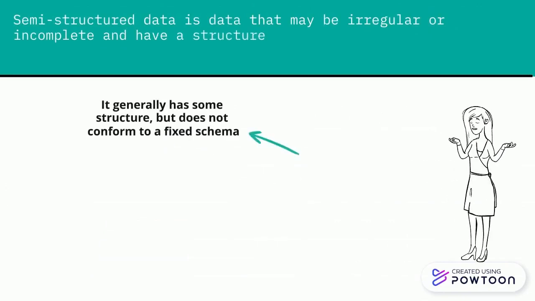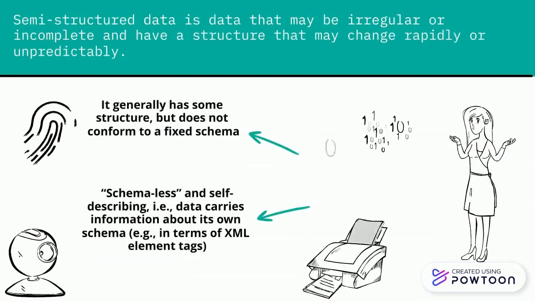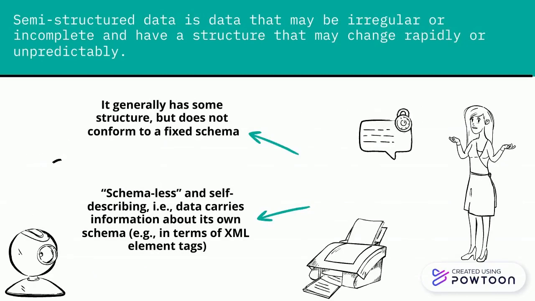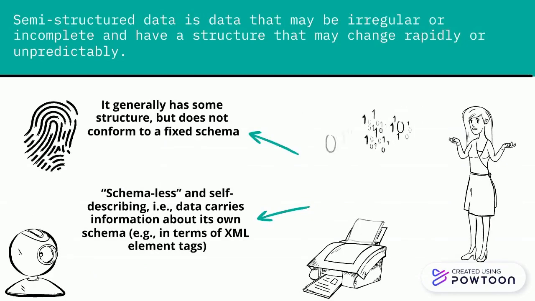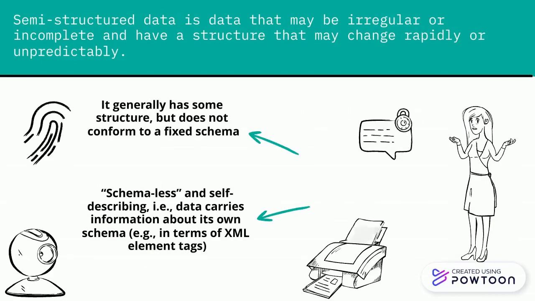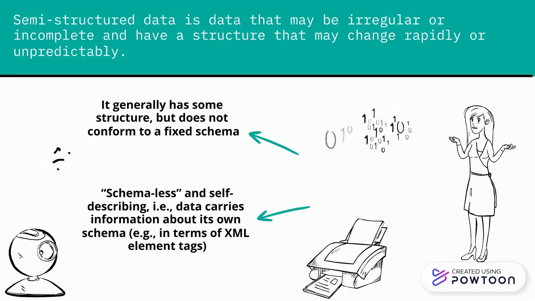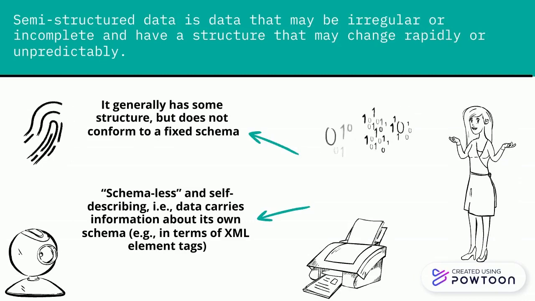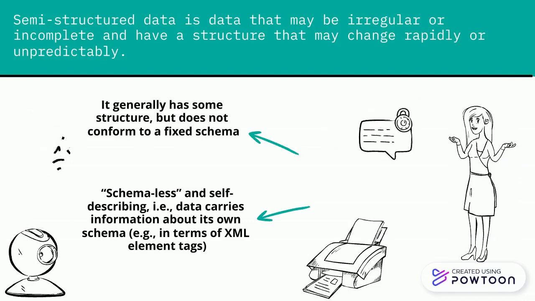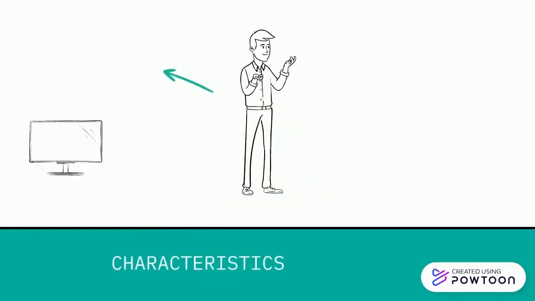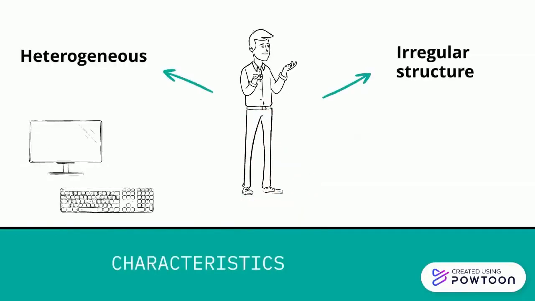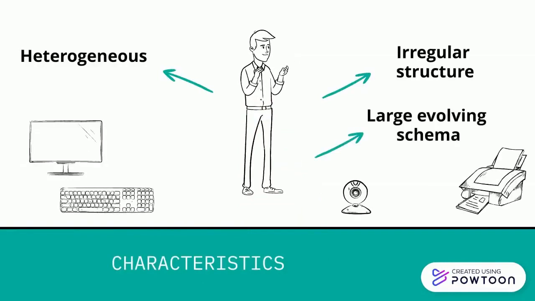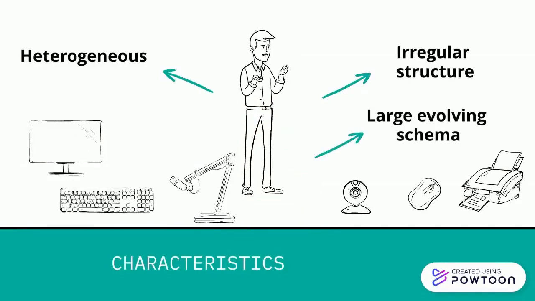Semi-structured data is data that may be irregular or incomplete and have a structure that may change rapidly or unpredictably. It generally has some structure, but does not conform to a fixed schema. Schemaless and self-describing, i.e., data carries information about its own schema, for example, in terms of XML element tags. Characteristics: heterogeneous, irregular structure, large evolving schema.